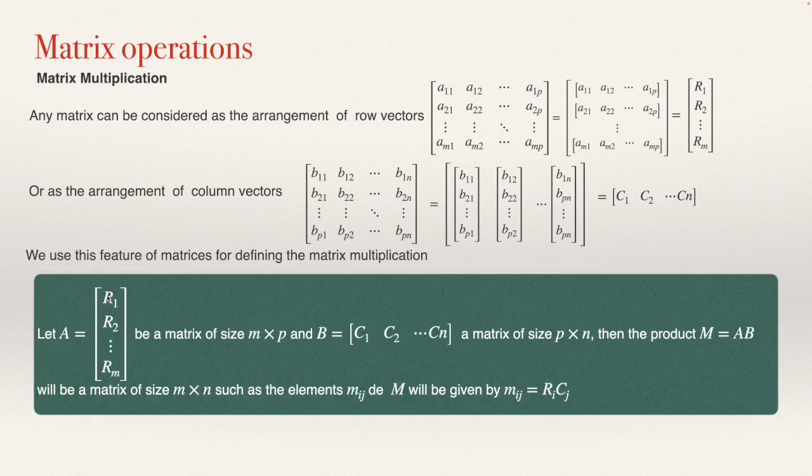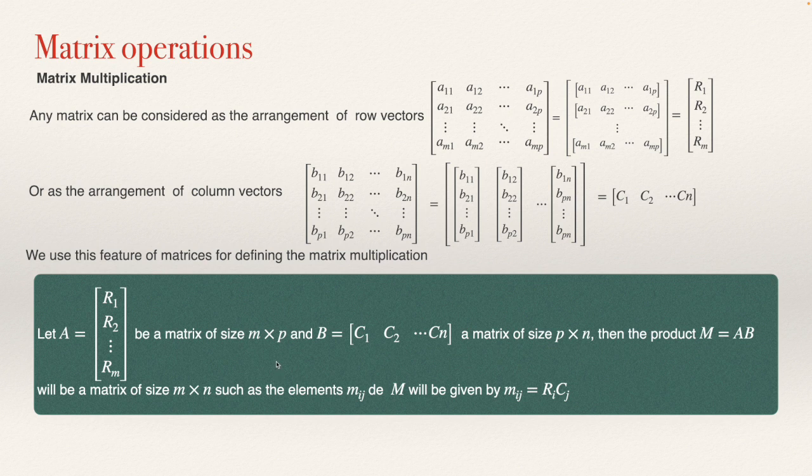So let A be an arrangement of rows. And this, of course, will be of size m by p. So it will be a matrix that looks like this. Yeah? We have p columns. I don't know how much is p. Could be 3, could be 20. And B is going to be considered an arrangement of columns. The second matrix will be considered as an arrangement of columns. So it will be a matrix of size p by n.